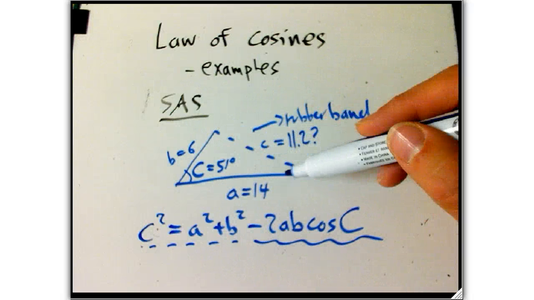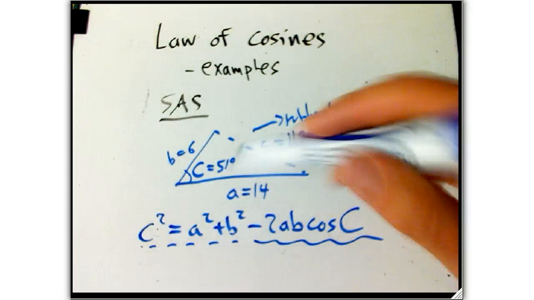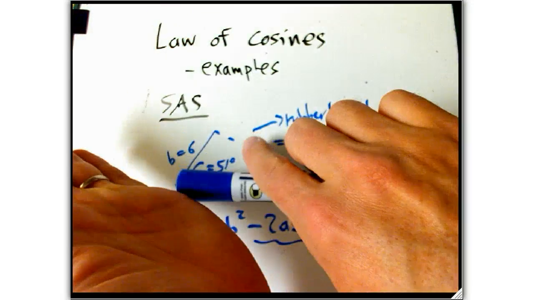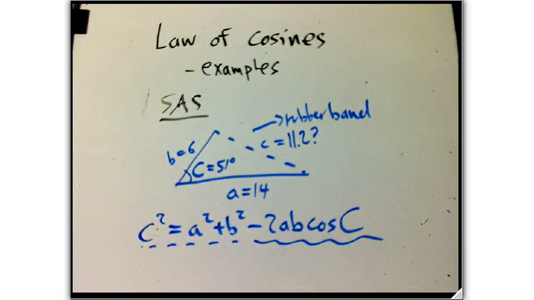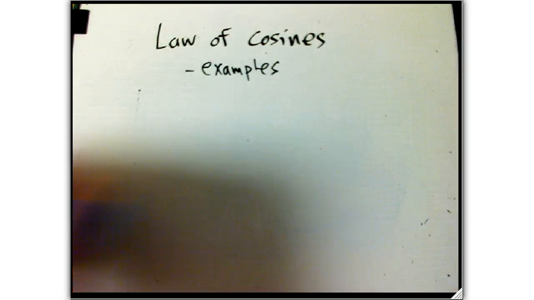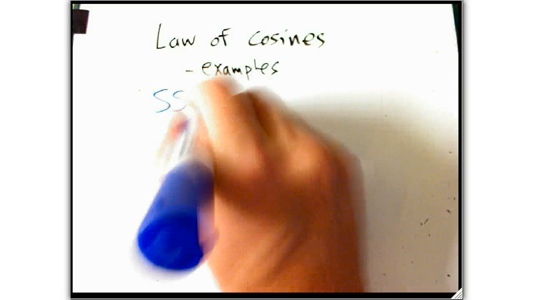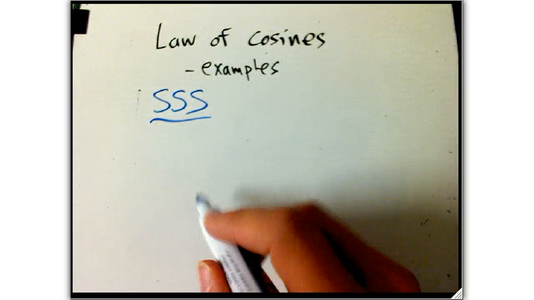It seems like it's probably less than the 14, but definitely less than 20, which would be if you opened up the hinge and stretched the rubber band as much as it would possibly go. So that's one example. Very direct plug and chug. Only slightly more complicated, just because it's not exactly how we derived it, is an SSS situation.